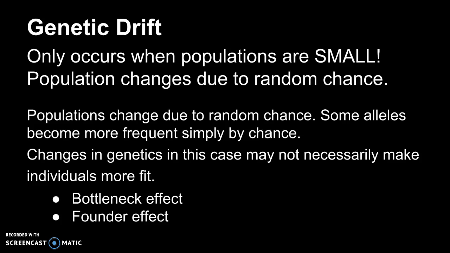The next one is genetic drift. This only occurs when populations are small. And the population changes due to a random chance. So what happens is when the populations change due to a random chance, some alleles become more frequent simply by chance.